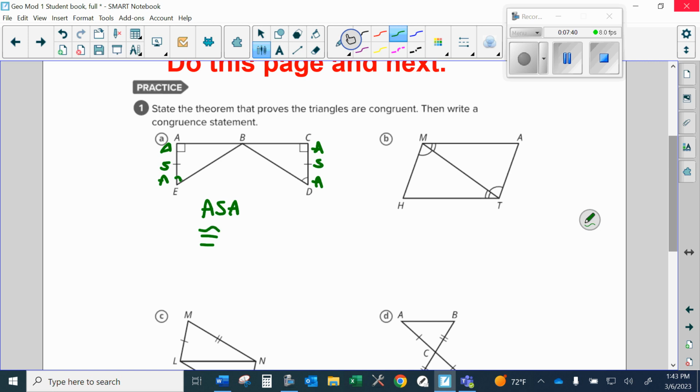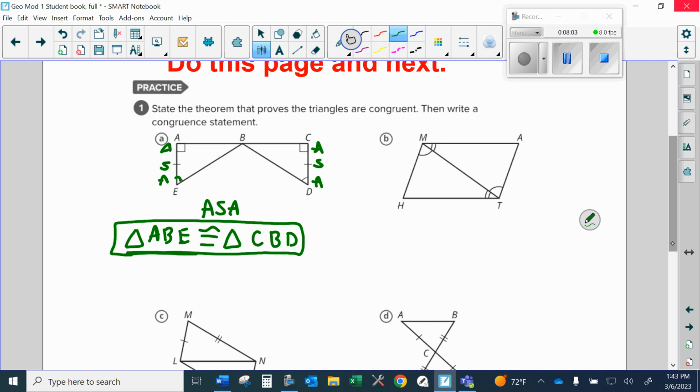Then I name the triangles in corresponding order. It doesn't matter if I call it ABE for the first one. It doesn't matter where I call the first one, but the second one must go in corresponding order to how I name that first one. So I went A for the right angle, I have to go C for the right angle here. I went to B, so I have to go to B there, and then E corresponds with D. So that right there is called a congruence statement. So write a congruent statement, that's what that piece is. State the theorem, that's this piece, ASA.